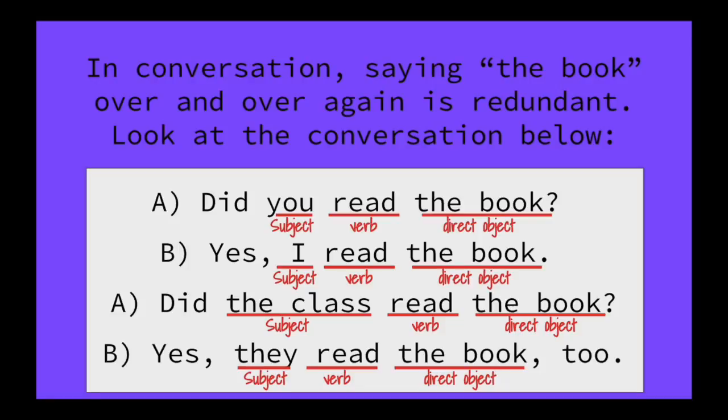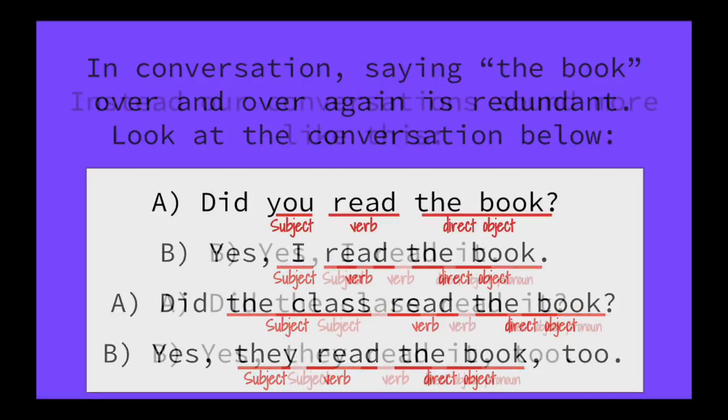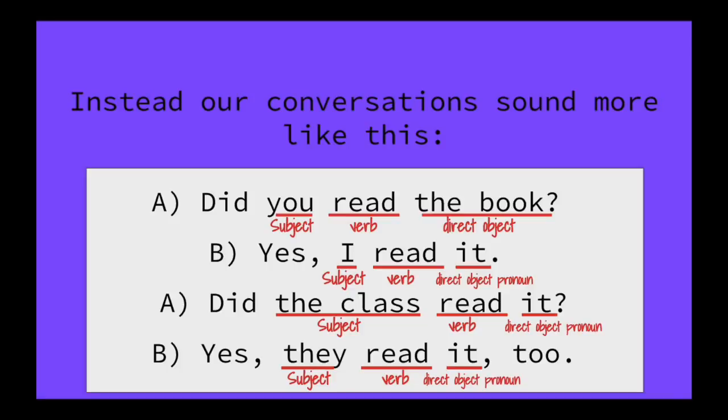Did you read the book? Yes, I read the book. Did the class read the book? Yes, they read the book too. Instead, our conversations sound more like this. Did you read the book? Yes, I read it. Did the class read it? Yes, they read it too.